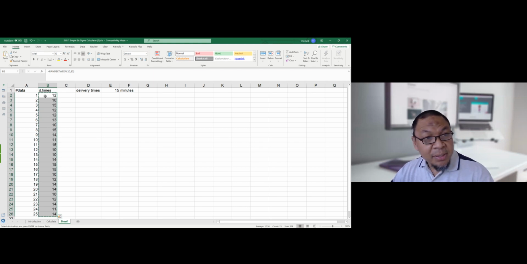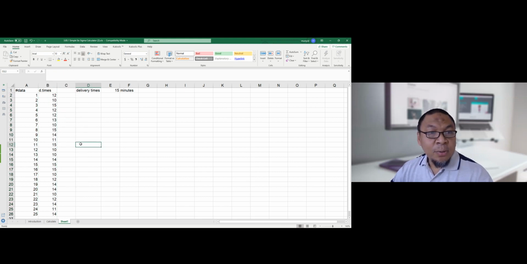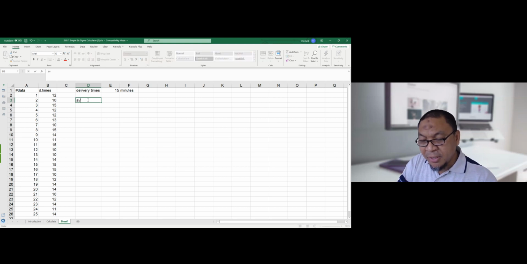I will copy this to make it fixed. Having this data, what we want to know regarding the process is whether our sigma level is good or not. Is it average industry, 3 to 4 sigma level, or 5 to 6, which is world class? So let's start with calculating the average time.